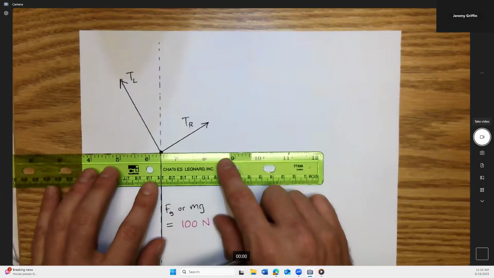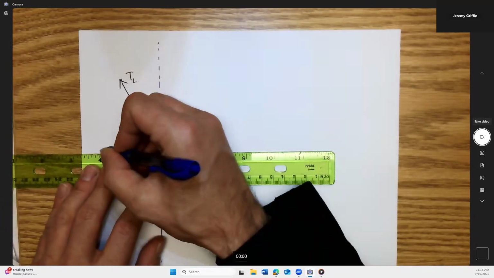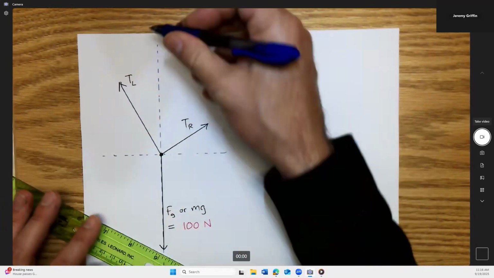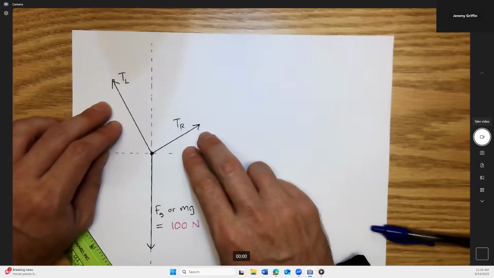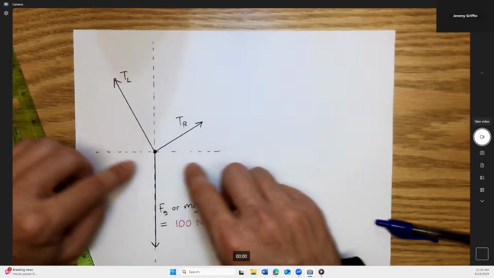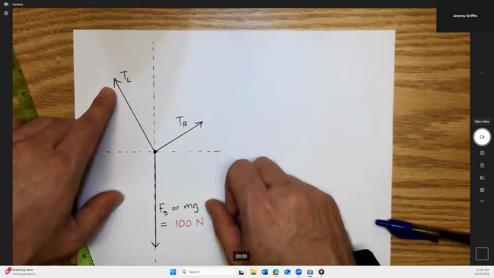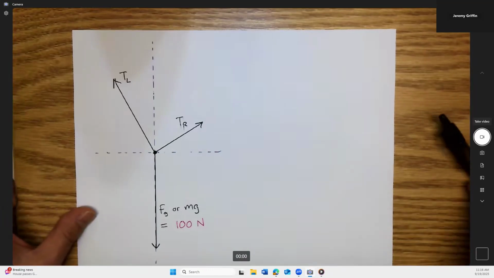But what about these tensions? It looks like they're off on diagonals. So let me get a horizontal axis, running perpendicular to that vertical axis. So I've got an x-axis and a y-axis. And I'm going to break these tension vectors into components: how much to the right, how much up, how much to the left, how much up, and then be able to make sense from there. I do need to give you the angles.